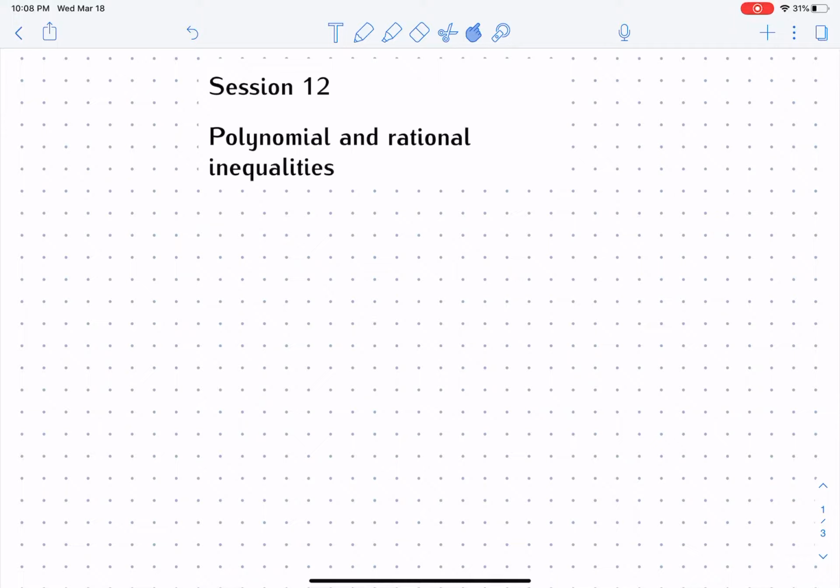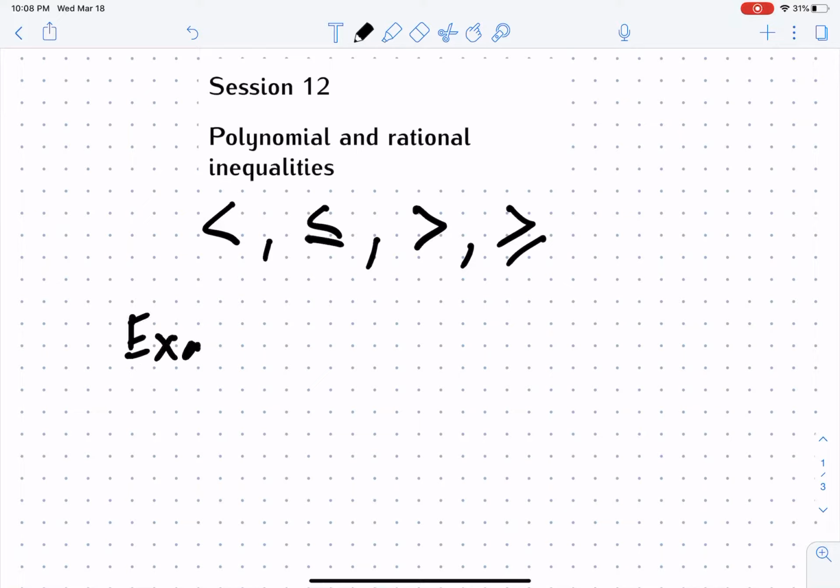Today we're talking about polynomial and rational inequalities. We've been talking about polynomials a lot, and this is just introducing the notion of inequalities. An inequality is just one of those guys: less than or equal, greater than or equal to. And a polynomial inequality is just one of these that has a polynomial on each side. So we'll go ahead and look at an example. For our first example, let's take a look at this one.